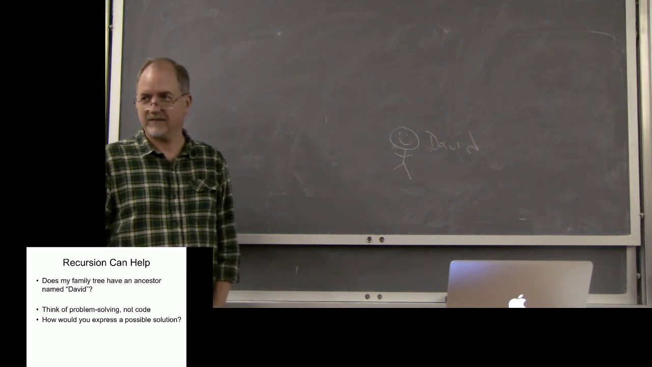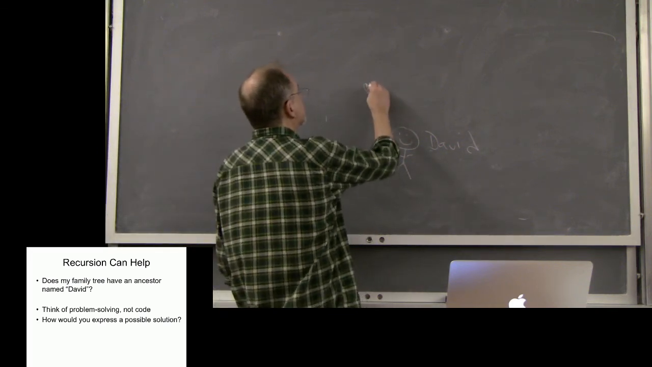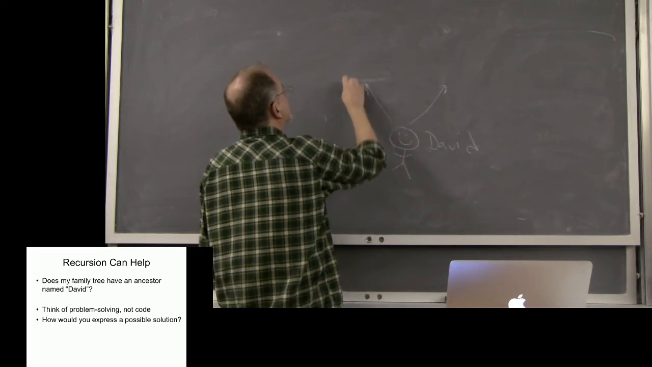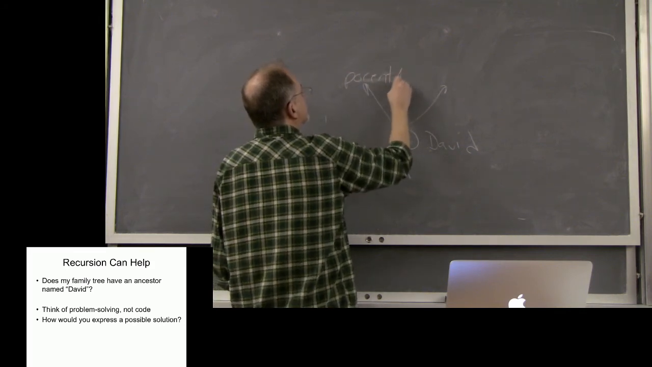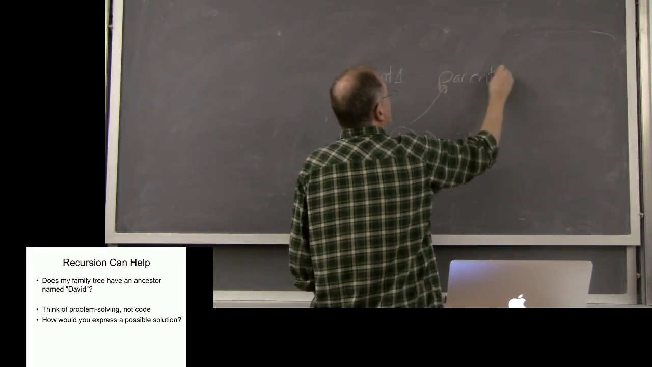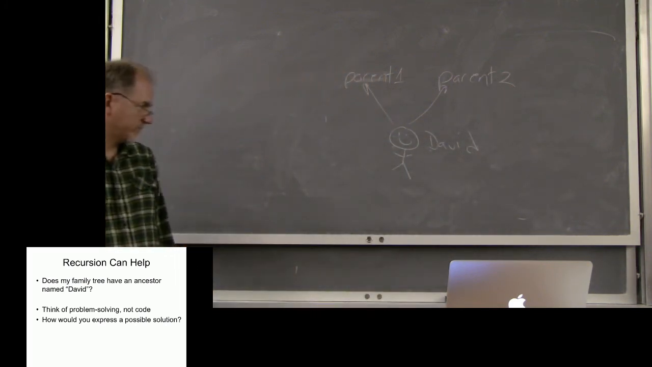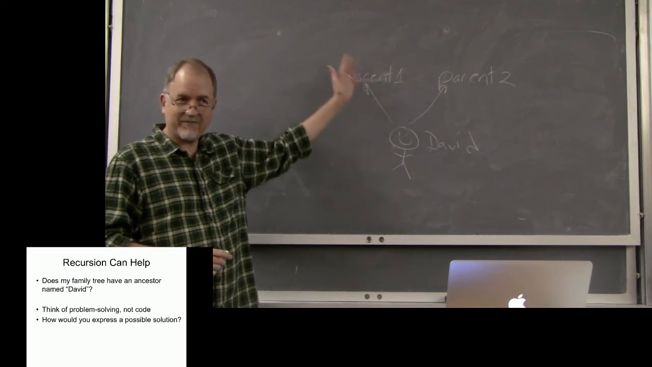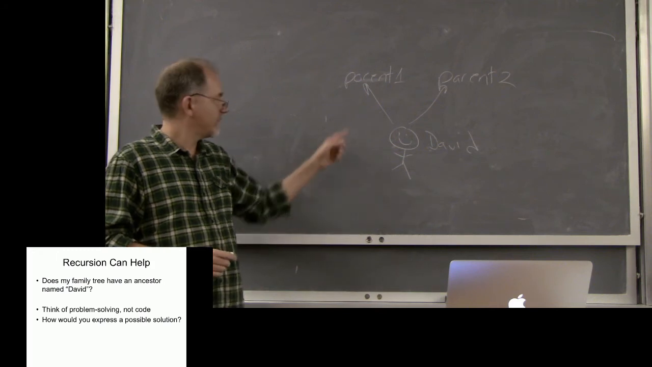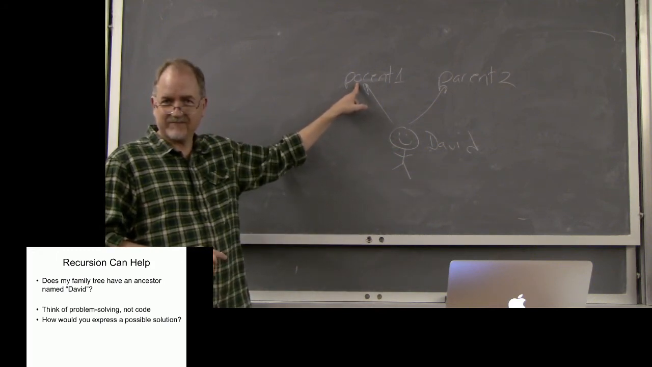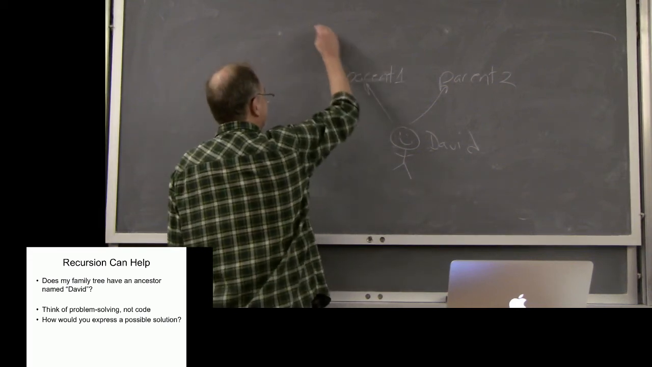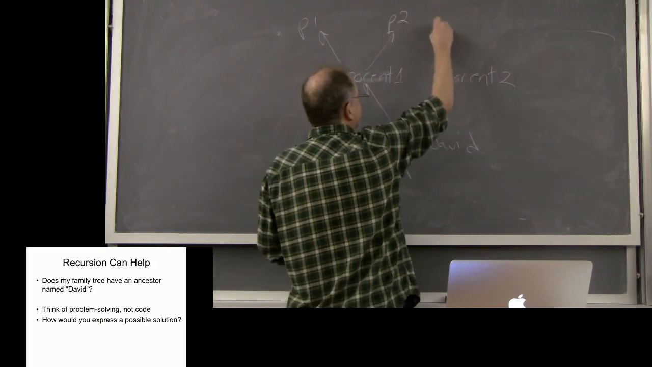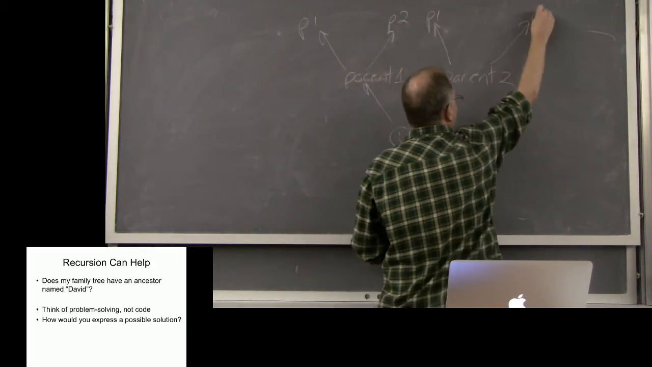Like birth and death certificates. I'll have to say parent 1. Parent 2, 3, 4, who knows, right? This is how family trees are organized. You have a person, and they have ancestors. Now, what can I say about parent 1? They have ancestors, right? And how about parent 2? They have ancestors of some kind.